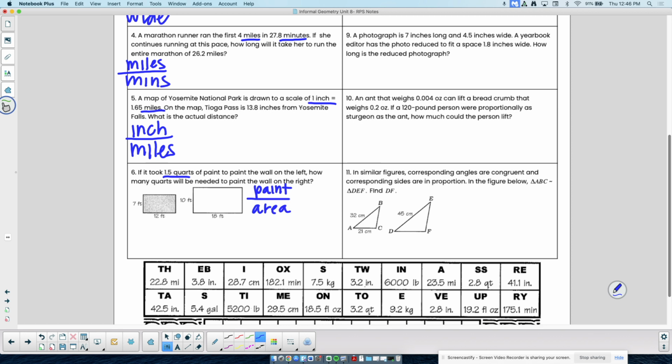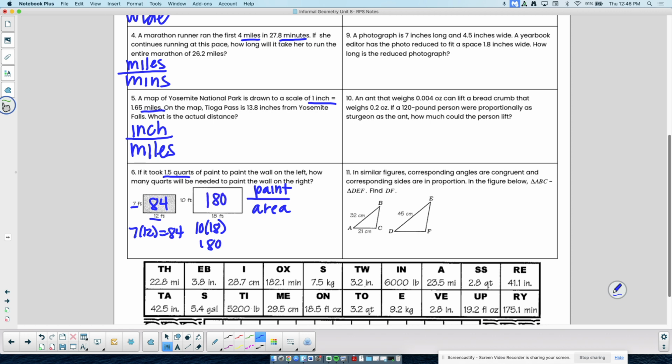Now area is something we haven't talked about, but I think you guys know we can find area by just multiplying our length and width. So 7 times 12 is 84. And then this one over here would be 10 times 18, which is 180.